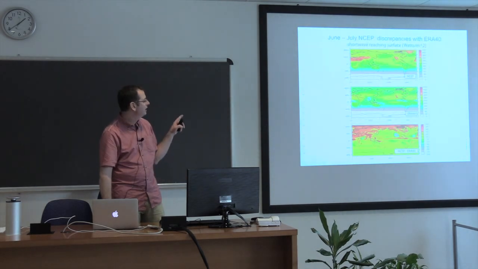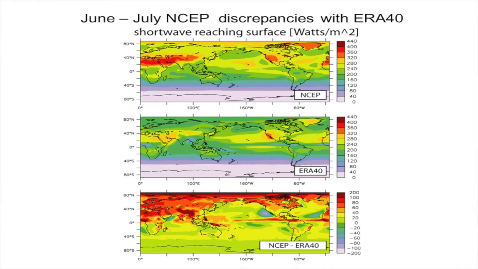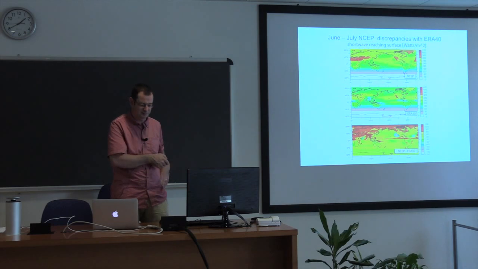So let me take a look at this figure, which is the difference between NSEP and ERA 40 for shortwave radiation reaching the surface in June and July. The top panel is the NSEP reanalysis data. The middle panel is the ERA 40, and you can already see quite a bit of difference between them. In fact, when you take the difference, it gets up into this red, which is between 80 and 100 watts, and the deep red up here, particularly near the poles, is above 100 watts per meter squared difference.